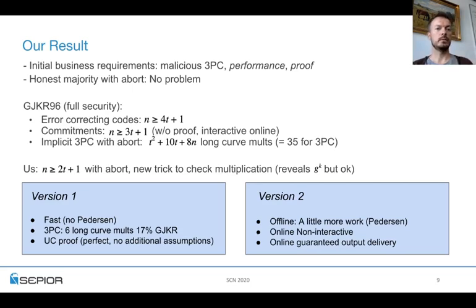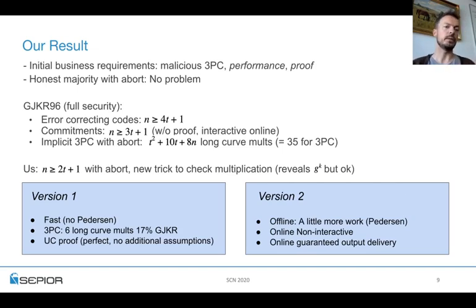So now we turn to our result. Our initial business requirements were that our customer wanted to do 3-party computation with malicious security. There had to be really high performance, a high throughput, and there was a focus on the need for a really good proof of security. On the other hand, there wasn't really a need for a dishonest majority. 3 parties with honest majority with abort was no problem.